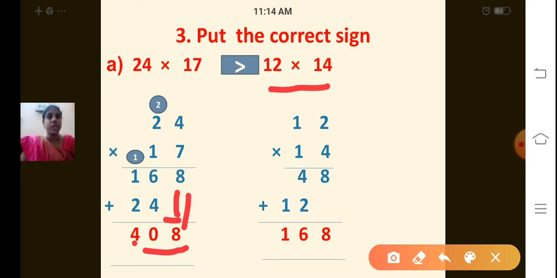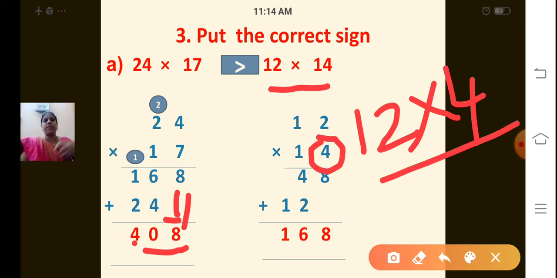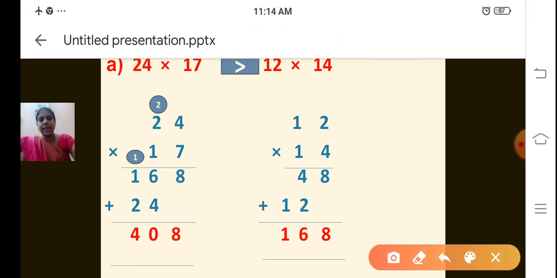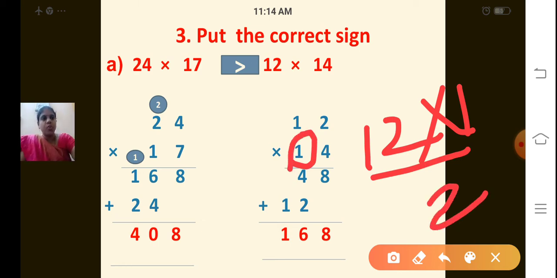We are going to multiply 12 by 14. 12 into 14. So now multiply the multiplicand by the ones digit of the multiplier. 4 2s are 8, 4 1s are 4. Write it down, 48. Now multiply the multiplicand by the tens digit. We are having 1, right? So this we are going to multiply now. 1 2s are 2, 1 1s are 1.